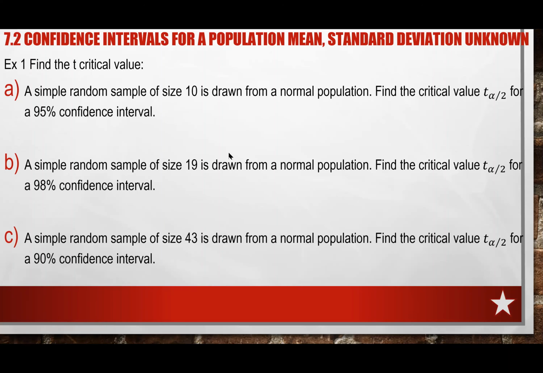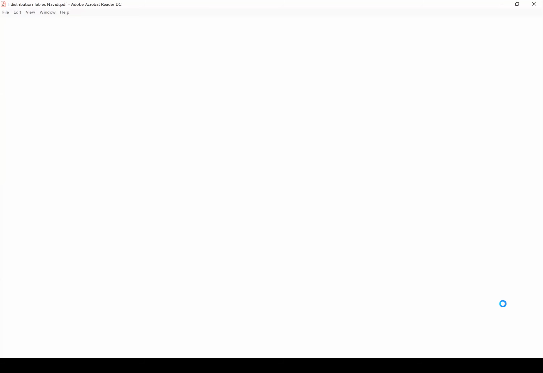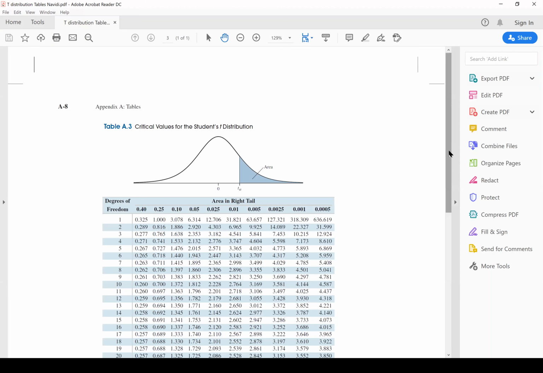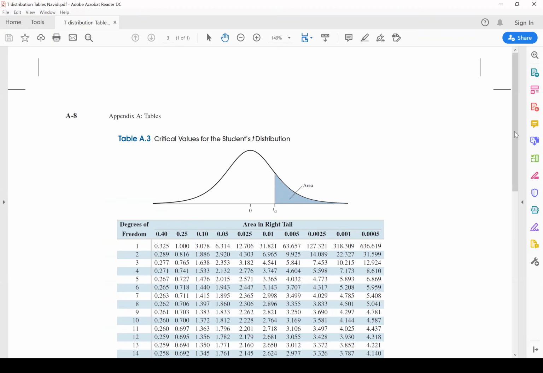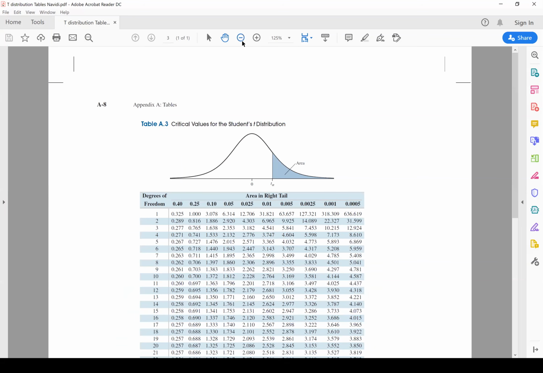So how do we find this critical value for a 95% confidence if we have a sample size of 10? And I will post this, and if you do your homework, they have this chart for you, if you click on the chart.